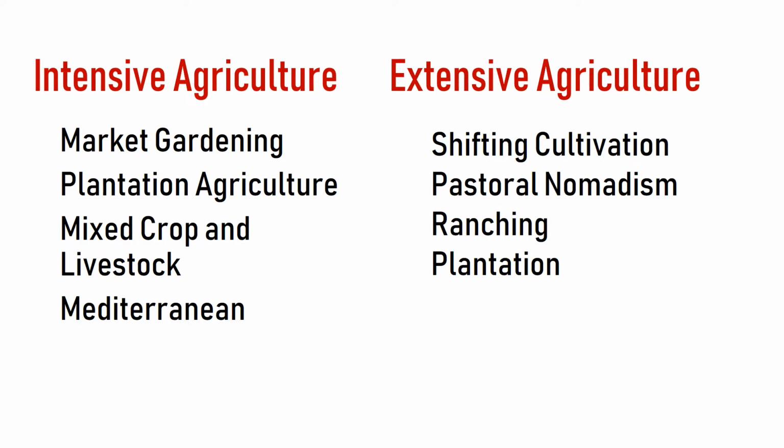So what I wanted to do before we even jumped into this, these are the agricultures we have to learn about. Market gardening, plantation agriculture, mixed crop and livestock, Mediterranean, shifting cultivation, pastoral nomadism, ranching, and plantation. Today we are only focusing on the intensive agriculture types of agriculture.